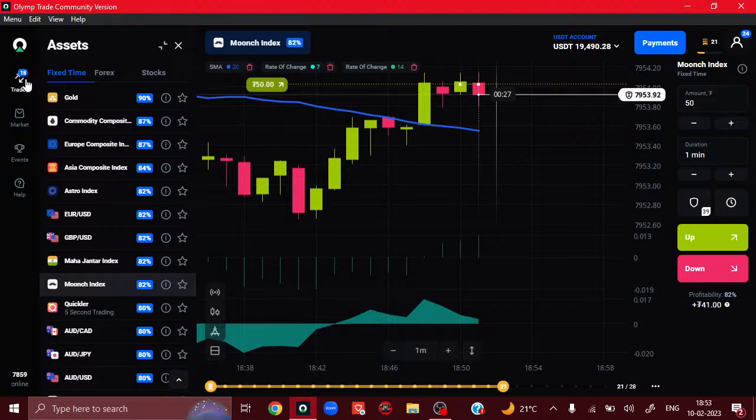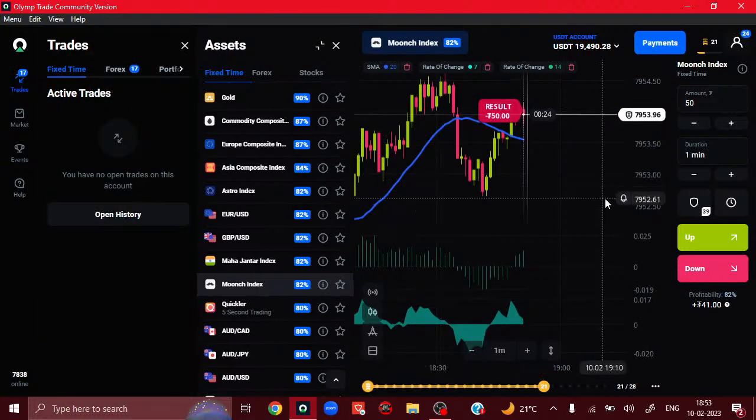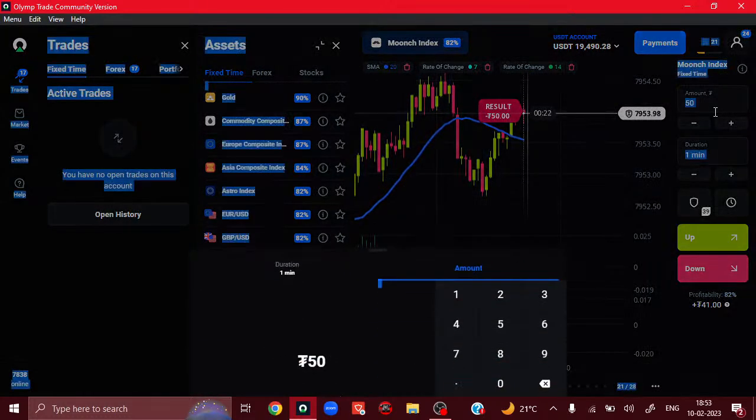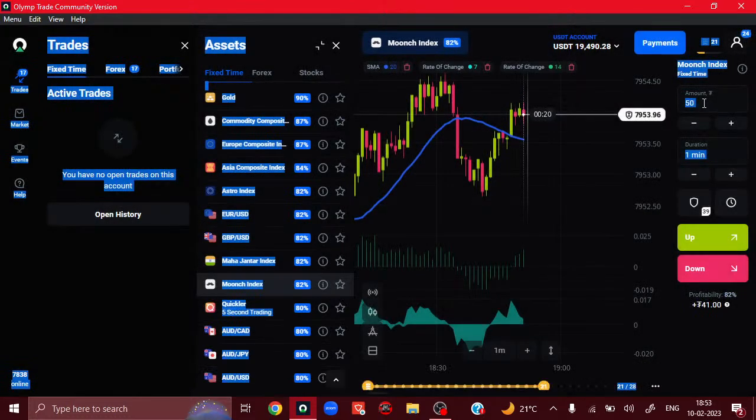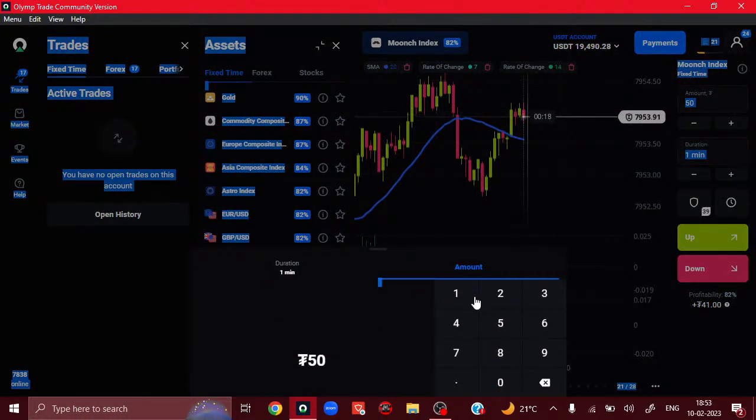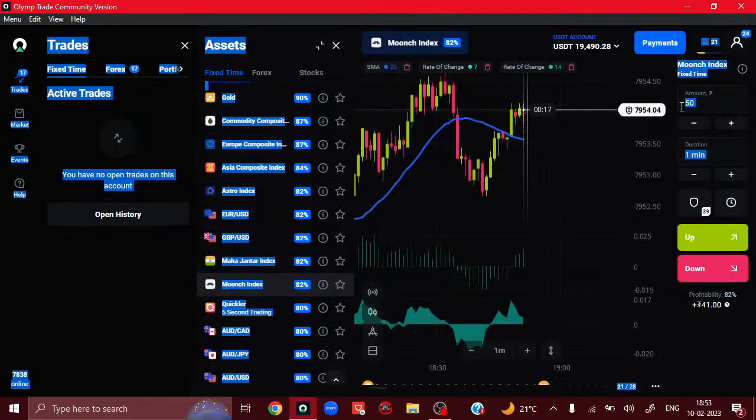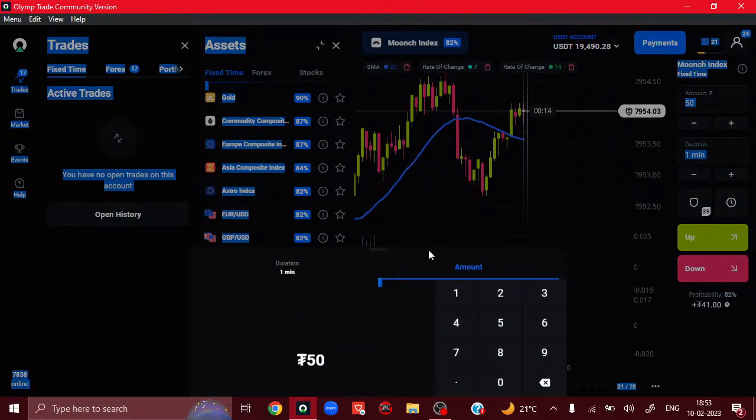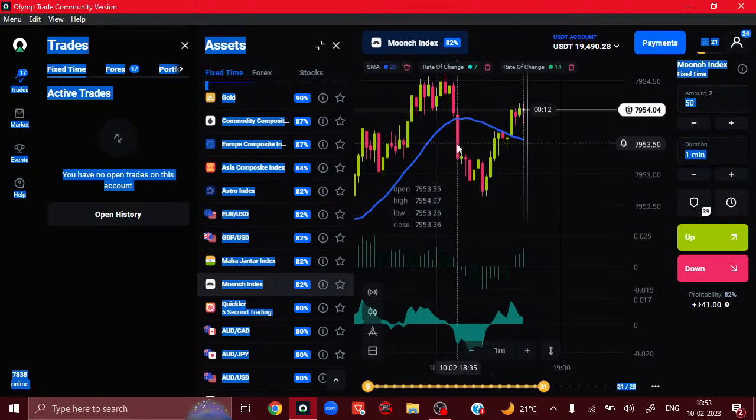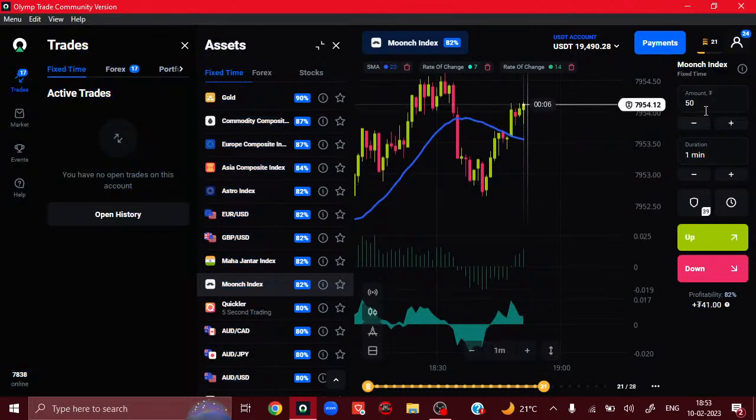Let us wait for this trade to close based upon the result of this trade. Okay, we lost this trade. Now let us use the martingale here. Next trade will be for $100. USDT I'm using, guys. Also, if you're looking forward to having fast withdrawals, I suggest you to use the USDT method.